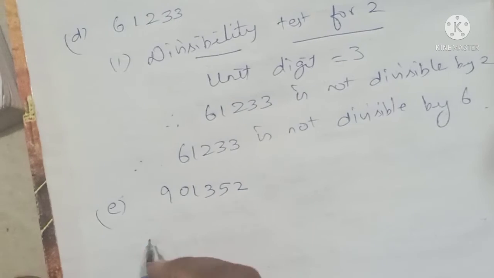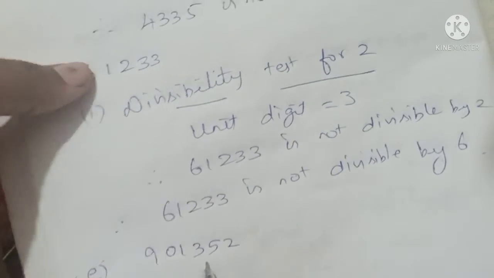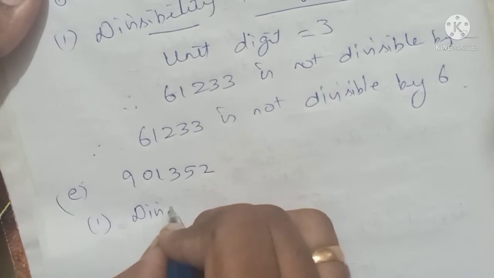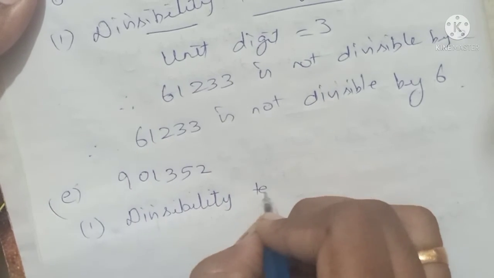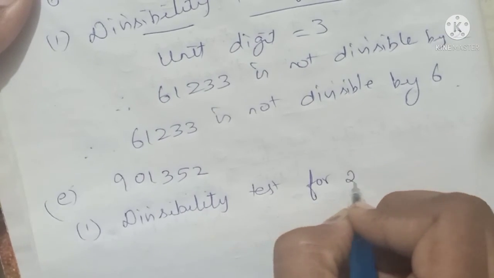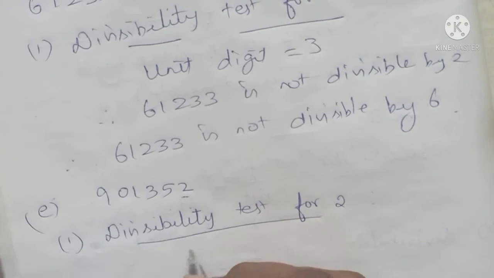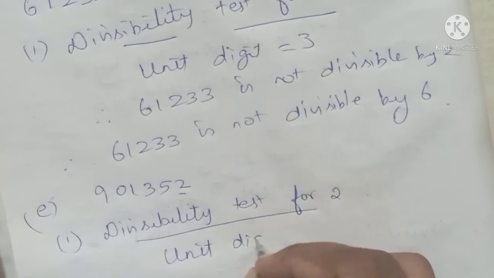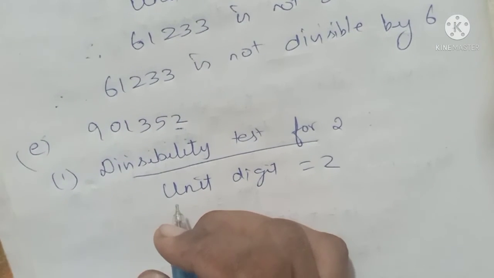Next, subdivision E, 9,01,352. So the first one is divisibility test for 2. So what is the unit place? The unit digit is 2. So we say that this entire number is divisible by 2.